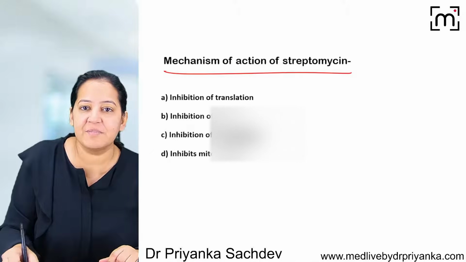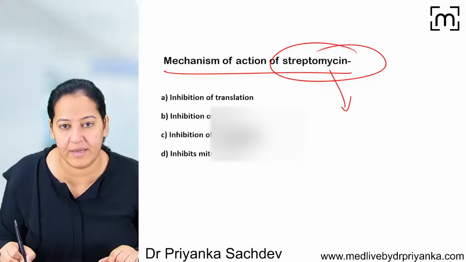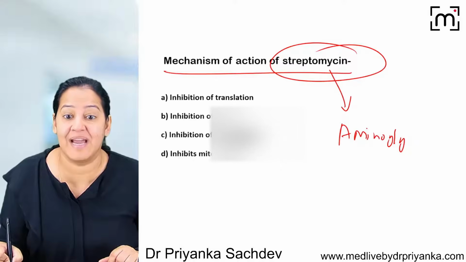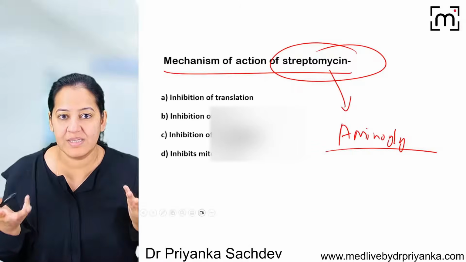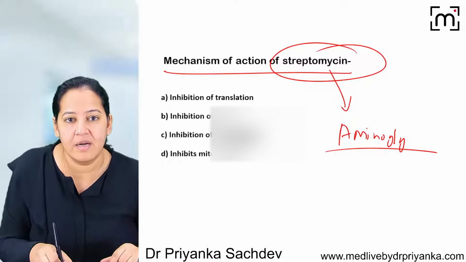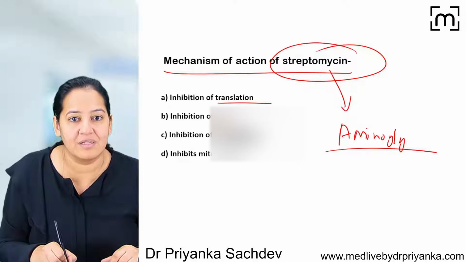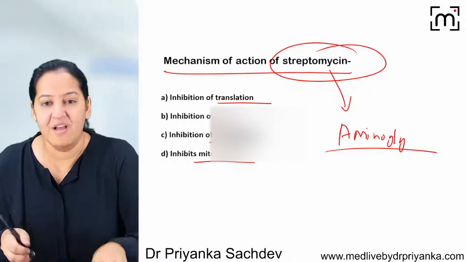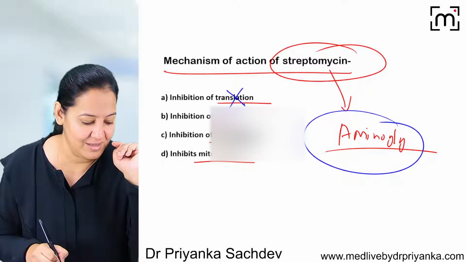The next question: what is the mechanism of action of streptomycin? First tell me the category of the drug it belongs to. It is one of the aminoglycosides, right? Remember, Streptomycin's S is in the mnemonic. So what is the mechanism of action of aminoglycosides? Does it inhibit translation? Does it inhibit signal transduction? Does it inhibit the citric acid cycle? Or does it inhibit mitochondria? The question is very simple. We know aminoglycosides are protein synthesis inhibitors. So they inhibit translation.